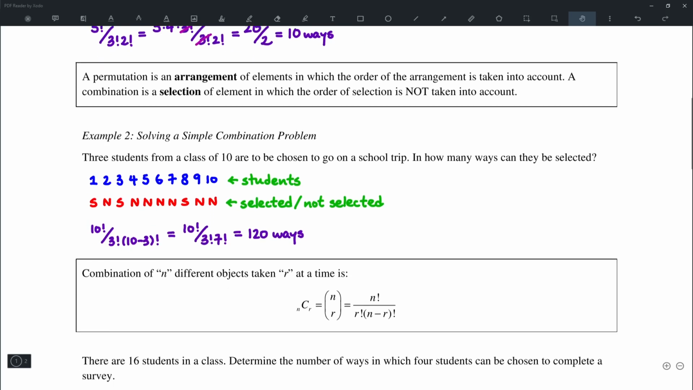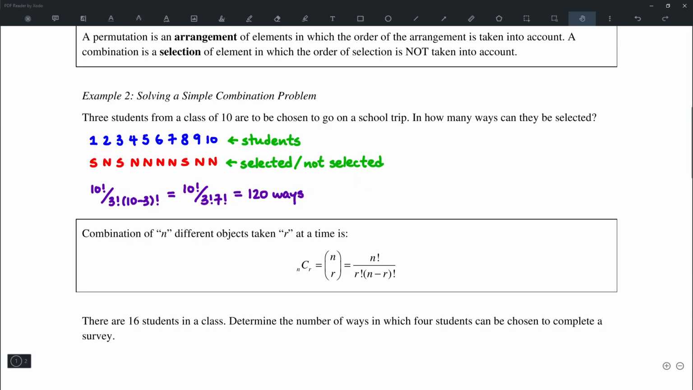Next, we can generalize this result, combination of n different objects taken r at a time. So right here, nCr, usually read as n choose r. Some textbooks use this parenthesis and then n over r notation here. And expanded, we have n factorial over r factorial times n minus r factorial. Note that by comparison, the permutation formula is just n factorial over n minus r factorial.